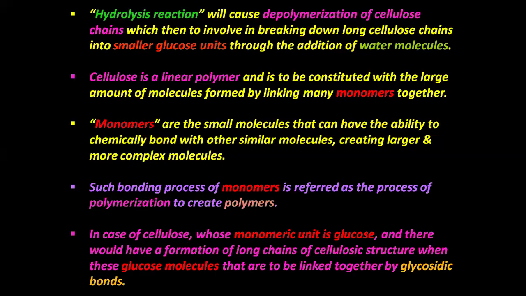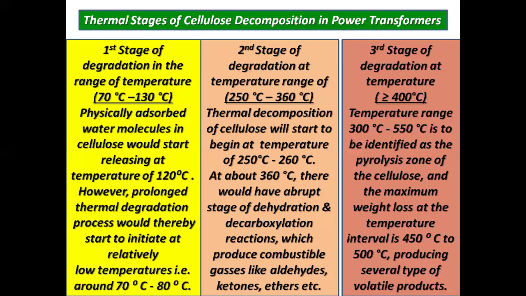Such a bonding process of monomers is referred to as polymerization, which creates polymers. In the case of cellulose, whose monomeric unit is glucose, there is a formation of long chains of cellulosic structure when these glucose molecules are linked together by glycosidic bonds. Now let's see the thermal stages of cellulose decomposition in power transformers. First stage, degradation in the range of temperature 70 degrees centigrade to 130 degrees centigrade.